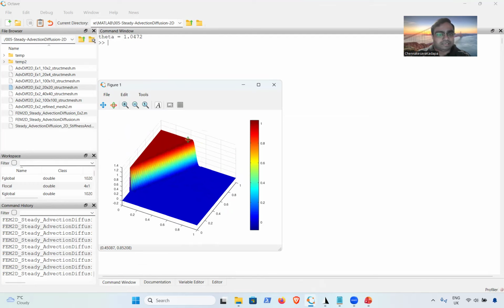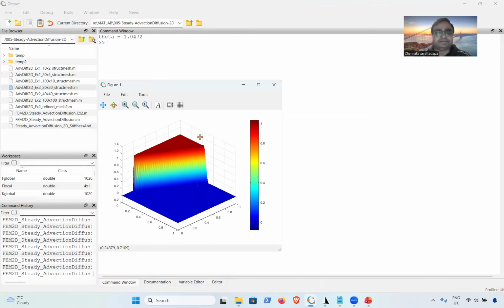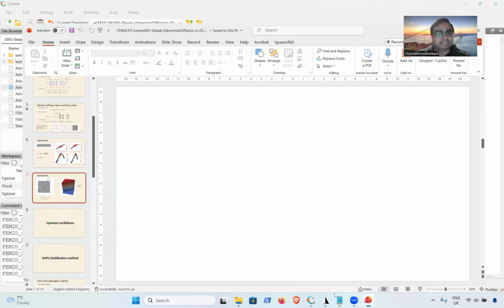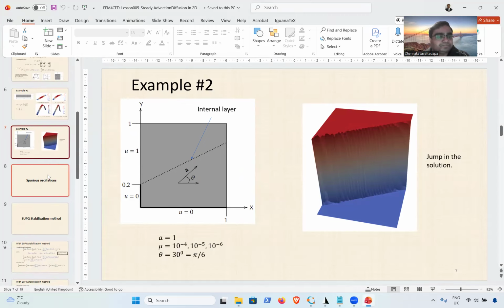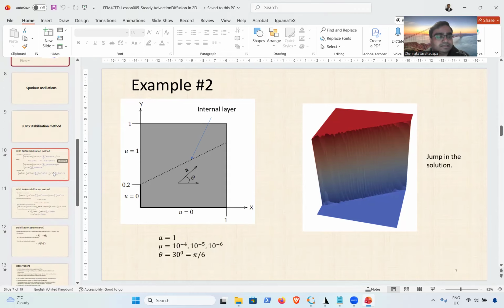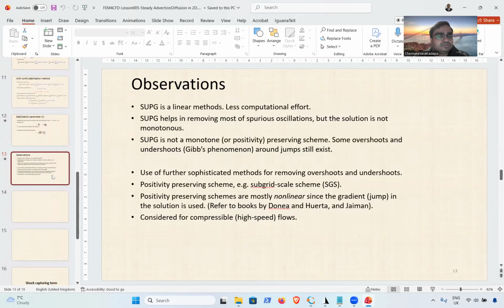Okay, we do get good results, but they are still not perfect. The reason is that this SUPG stabilization, although it helps us get rid of the spurious oscillations, doesn't help in preserving the bounds. It is primarily because it is a linear stabilization method, and as you know from the Riemann problem, we need to add some additional stabilization.